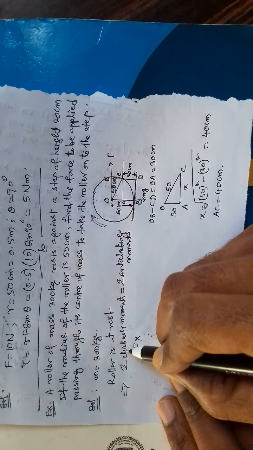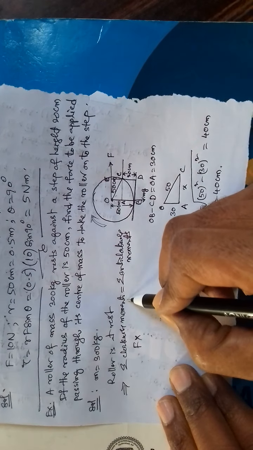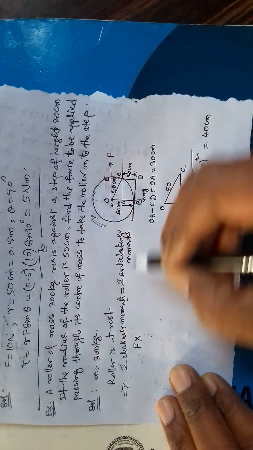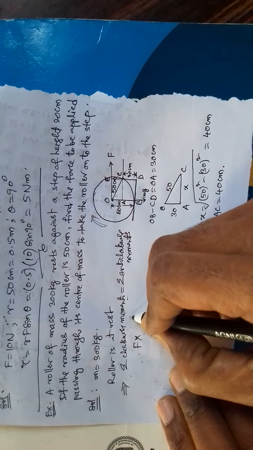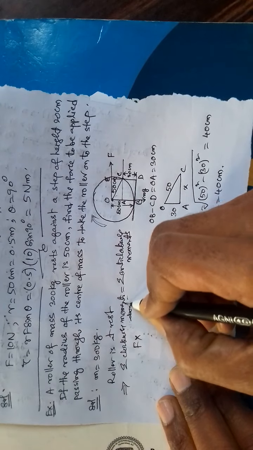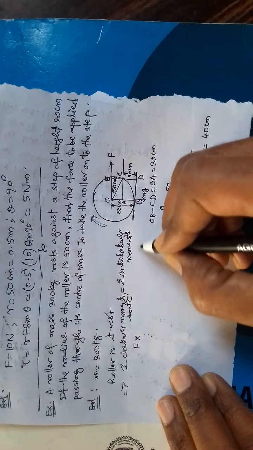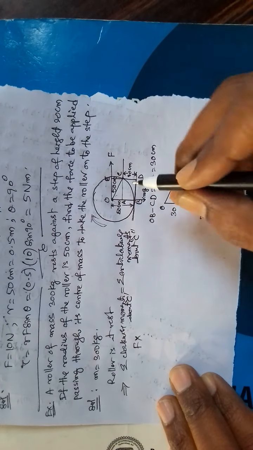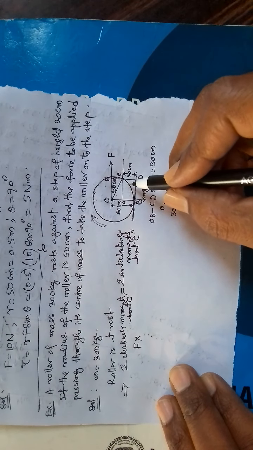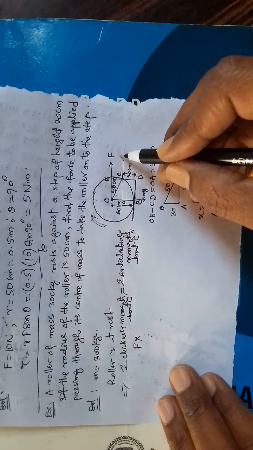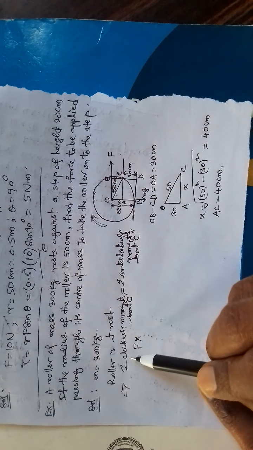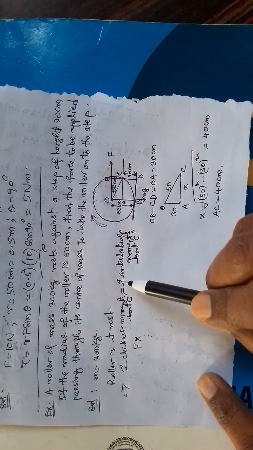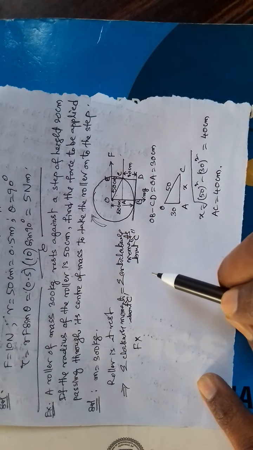So we are calculating either clockwise moments or anti-clockwise moments about this point C. Here also about C, because at this point C only it climbs onto the next step. So sum of clockwise moments about C is equal to sum of anti-clockwise moments about C.